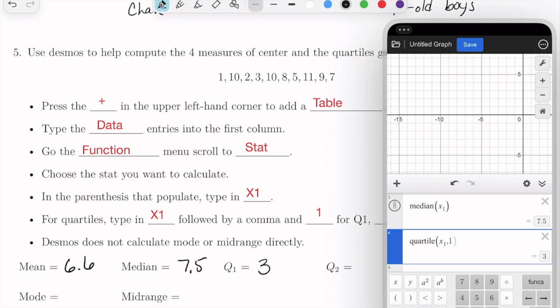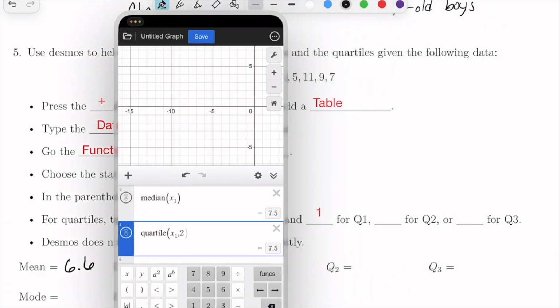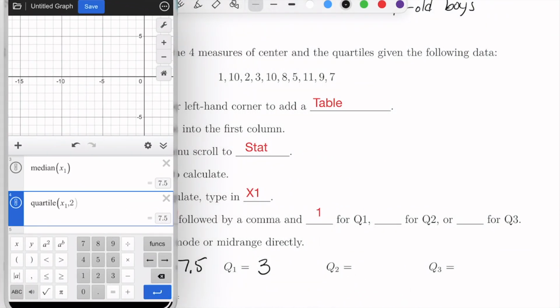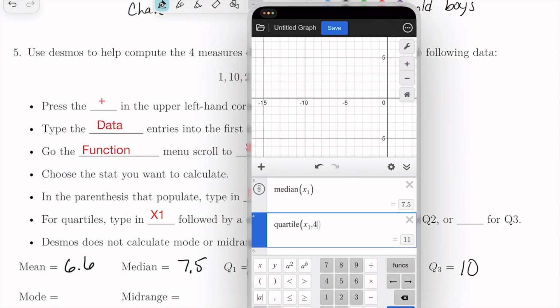If I want Q2, all I'm going to do is hit backspace and put in 2. It's just a fast way that I can do this without having to retype a bunch of stuff. So Q2 is 7.5, and I'll hit backspace and do 3. Q3 is 10. And I could do 4. Notice that it's 11. Think about that. It's calculating where the fourth quartile would be, which is actually just the maximum value. That's all that is.